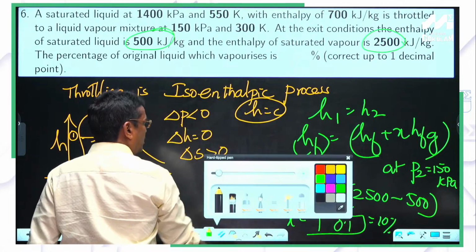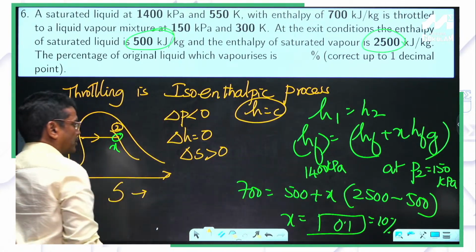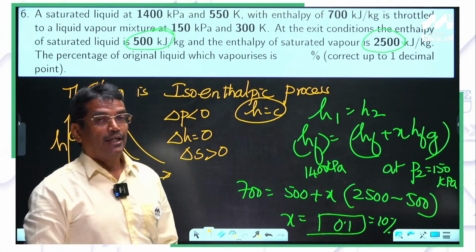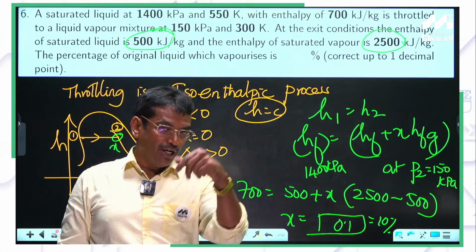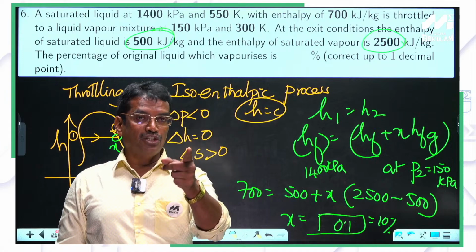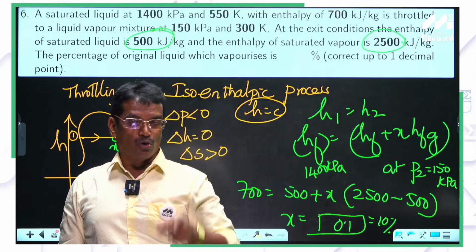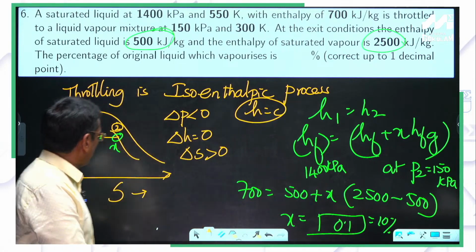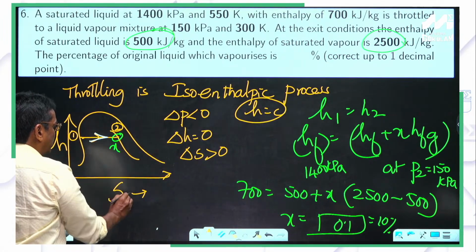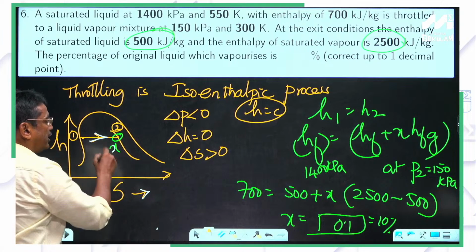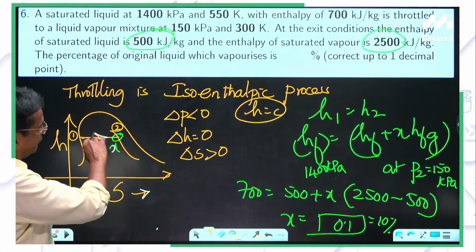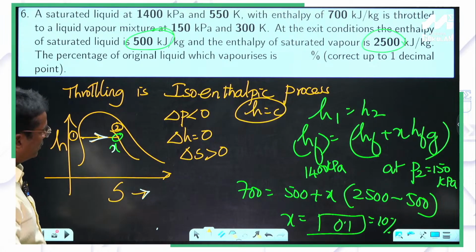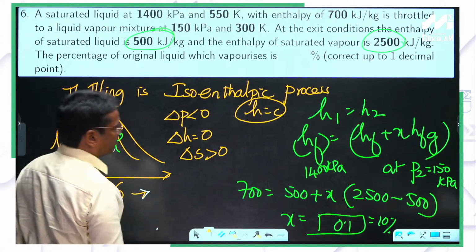Please note that throttling is a constant enthalpy process. During throttling, the pressure has to drop. Throttling is an irreversible process. That is why entropy increases. Throttling is an irreversible adiabatic process. That is why the entropy of the fluid will increase. Look at this. The process goes rightwards. Entropy clearly is increasing. We have calculated the dryness fraction. A saturated liquid, after throttling, some of the liquid is vaporizing. Therefore, the final dryness fraction we got as 10%.